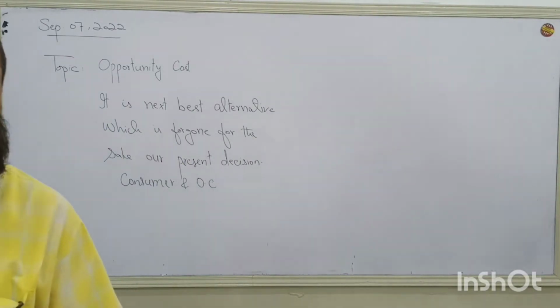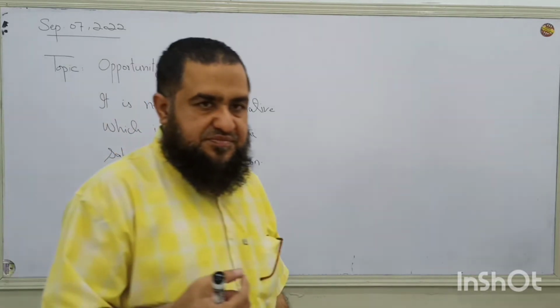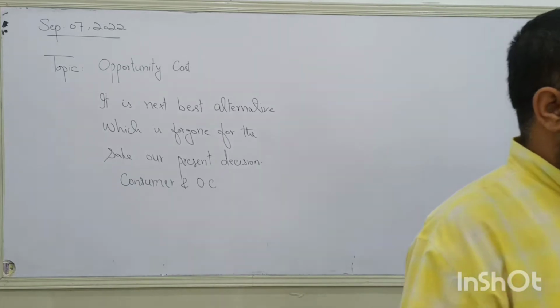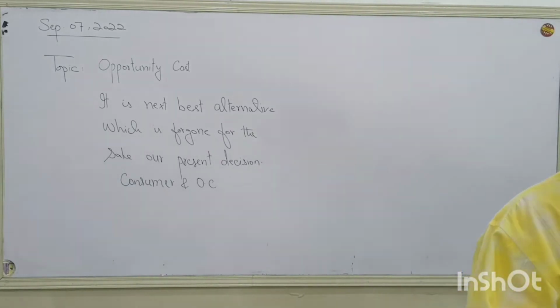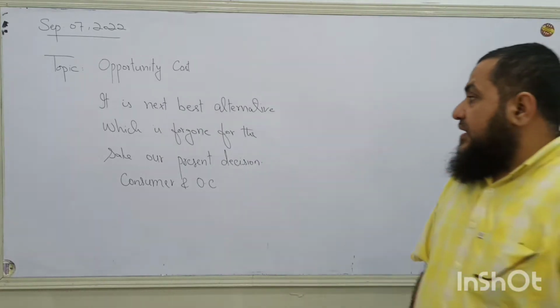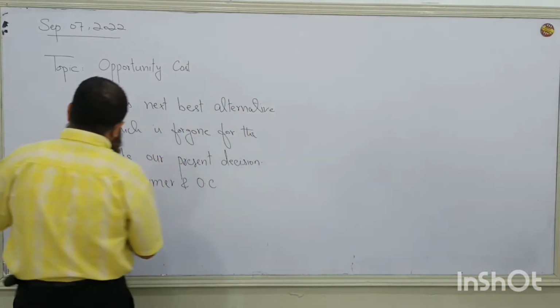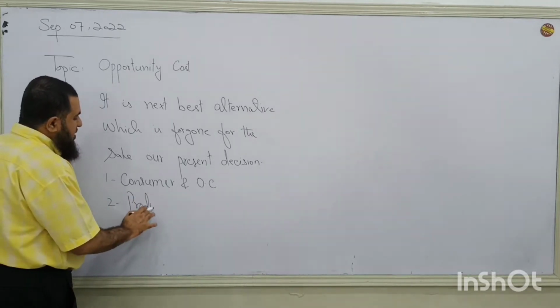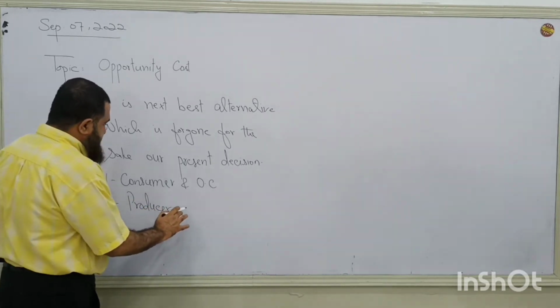The consumers face the presence of opportunity cost when they make a decision. Because the resource or income, whatever is present with them, that is limited. They cannot buy everything within that income. Clear? On the other hand, the producers can also face this opportunity cost.